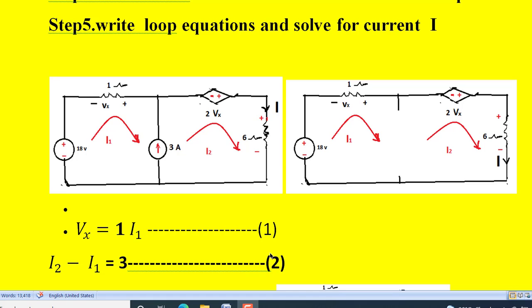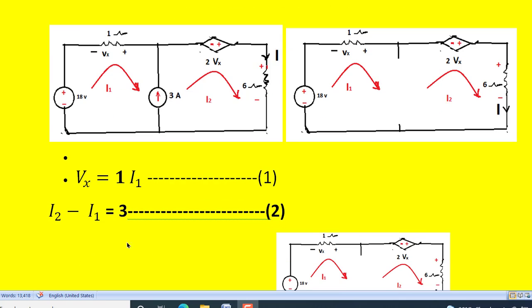The next step is, we know the current source here, and we have to express this current source in terms of the loop currents. If you look at the 3 amperes, the 3 amperes current direction and the I2 current direction, that is the loop 2 current direction, are one and the same, whereas loop 1 current I1 opposes the 3 amperes current direction. So we write I2 minus I1 equal to 3 amperes. That is, I2 minus I1 is equal to 3, and we call that equation 2.